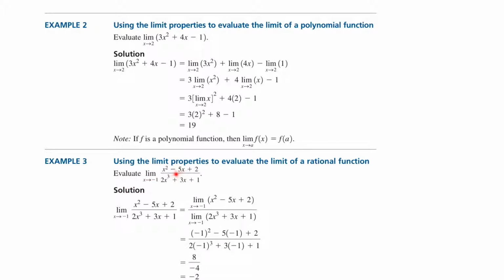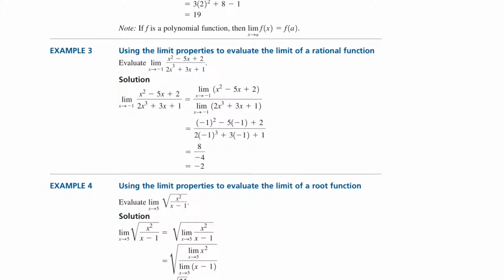Evaluate the limit of x² minus 5x plus 2 over 2x³ plus 3x plus 1 as x approaches negative 1. The limit of a quotient is the division of limits as x approaches negative 1. The limit of the numerator is 8. The limit of the denominator is negative 4. You can apply the conclusion of the properties or use those properties one by one and find the limit, which is negative 2.